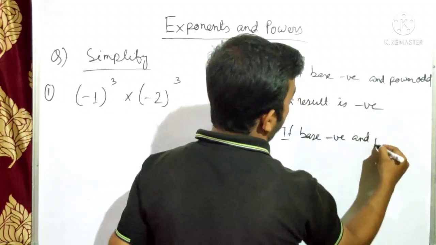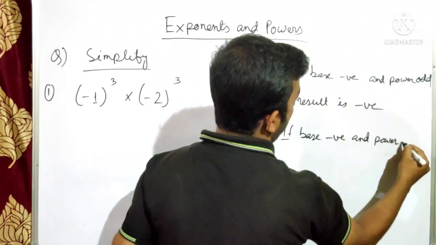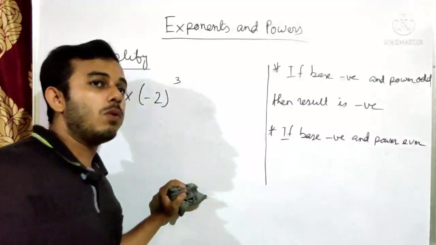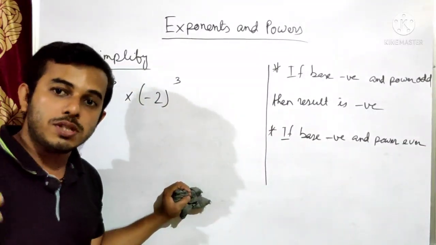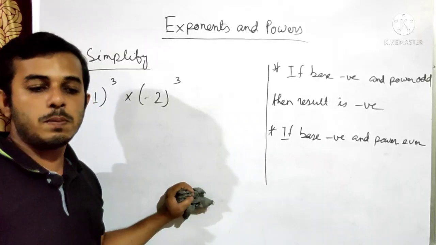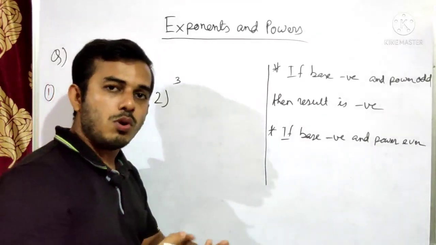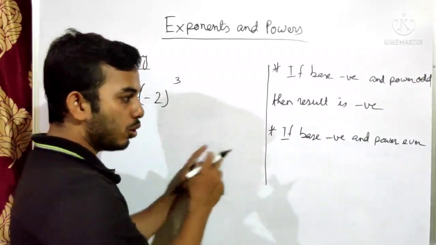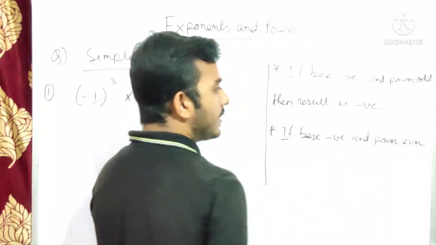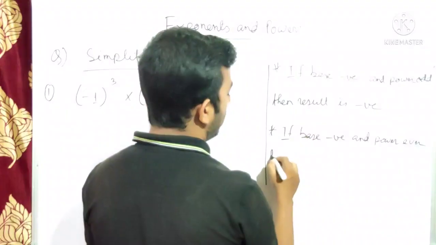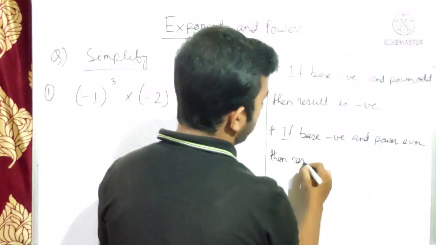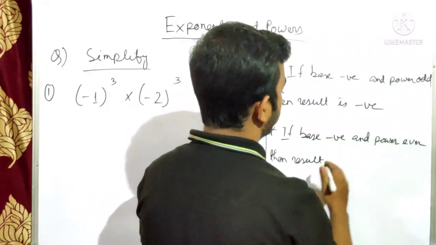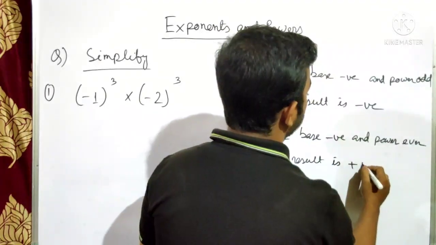and the power or exponent, whatever you want, is even. What is even? The number which gets divided by 2 is known as even. For example, the even numbers have 0, 2, 4, 6, 8 in the unit place. So if the base is negative and the power is even, then the result will be positive. Clear?